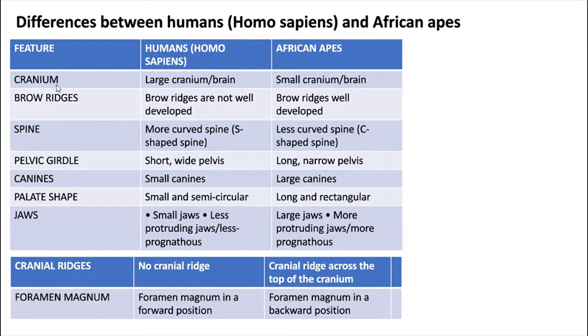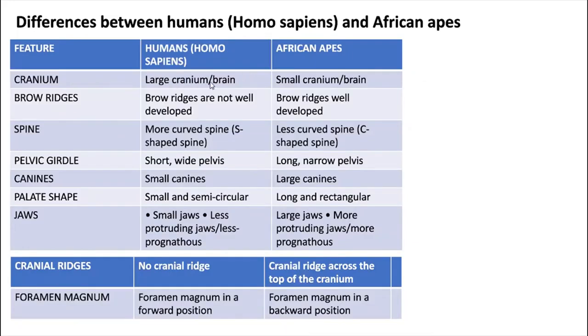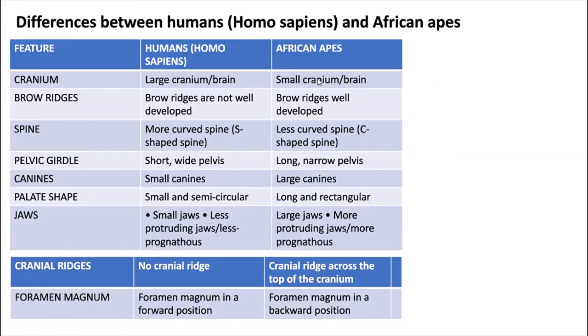Now let's look at the cranium, the feature here. This is the cranium. In humans, craniums are large. In African apes, they have a small cranium or brain. Brow ridges, this is the brow ridge. Brow ridges are not well developed in humans, and in African apes, brow ridges are well developed. Now the spine, it is more curved in humans and less curved in African apes.